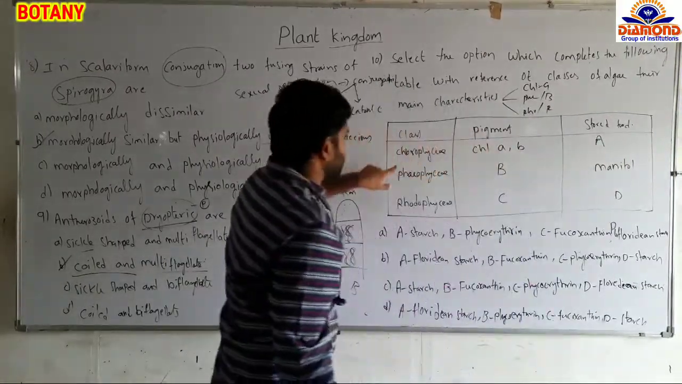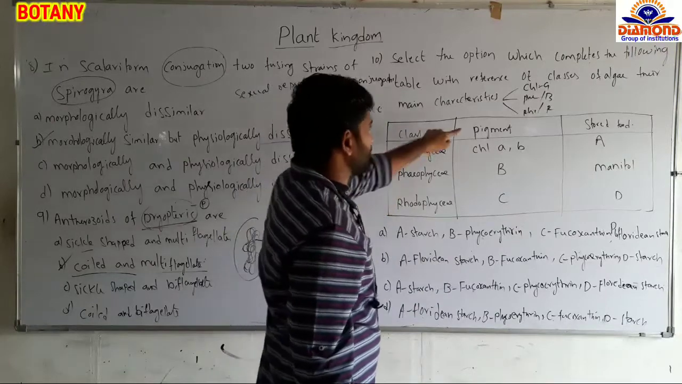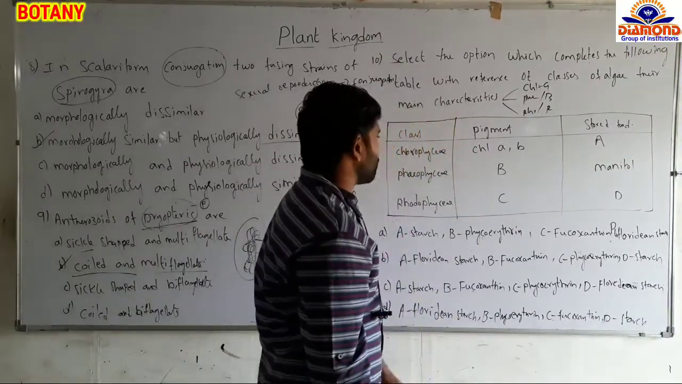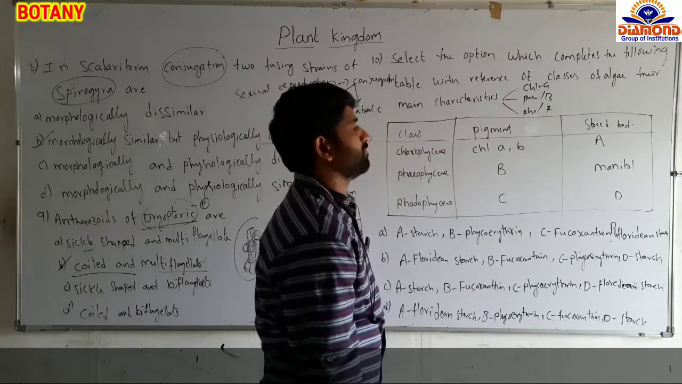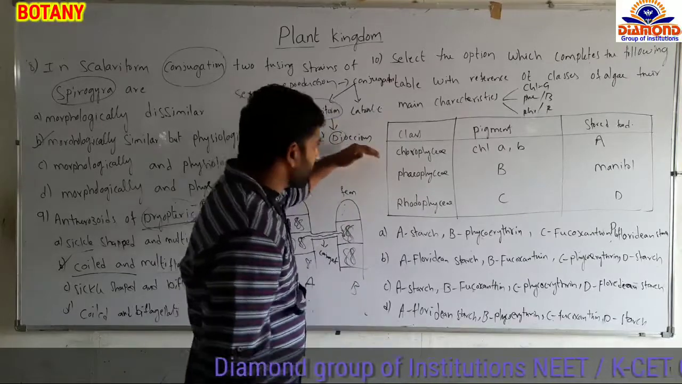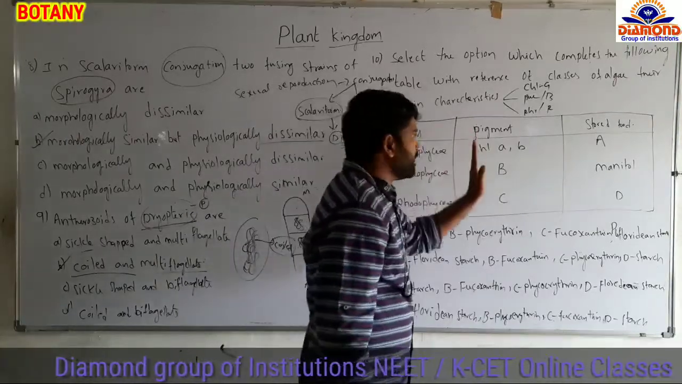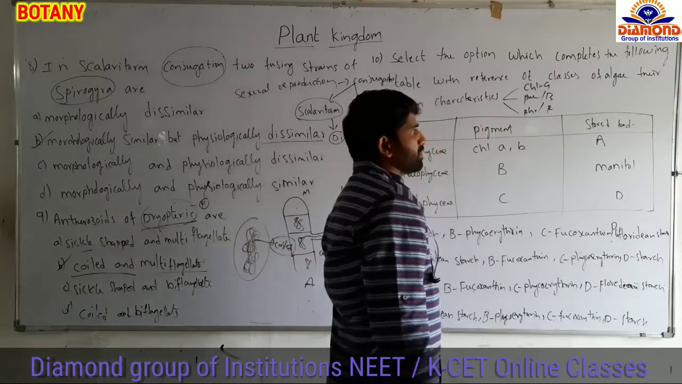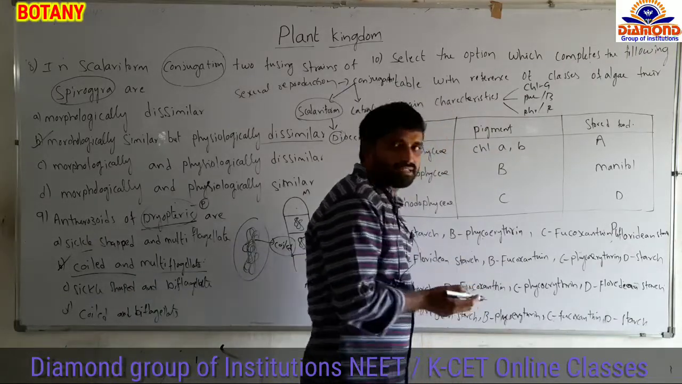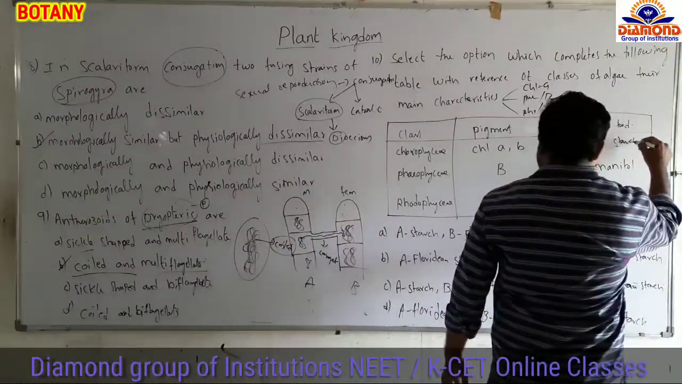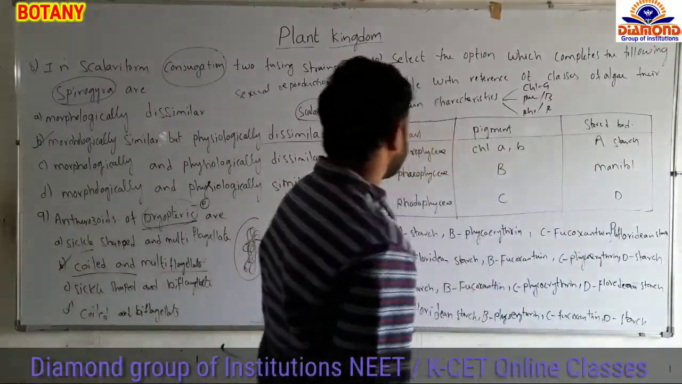Now see, the classes are Chlorophyceae, Phaeophyceae, Rhodophyceae. Then the pigments, and the reserve food materials. The pigments of Chlorophyceae are given as A and B. Yes, Chlorophyceae, that is green algae, contain chlorophyll A and B pigments, and the reserve food material is starch.